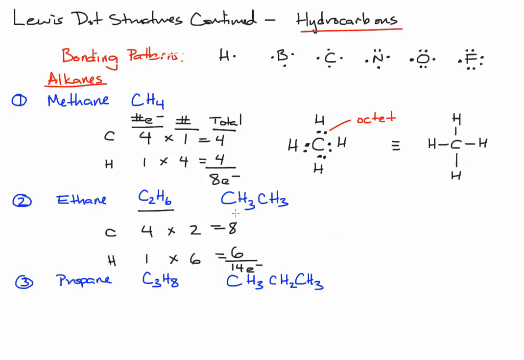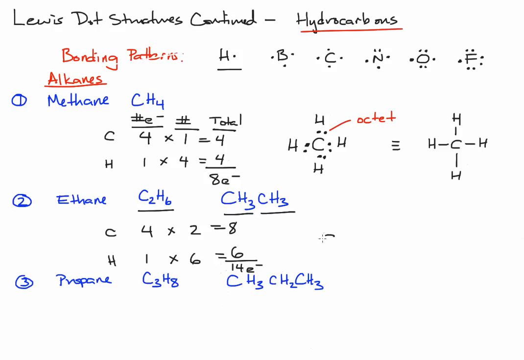So as a warning, we've drawn the condensed formula CH3CH3. This is a convention that we're going to use to make reading these formulas easier. That does not mean that a hydrogen is bonded to this carbon and to this carbon. Remember, hydrogen can only have 1 bond.